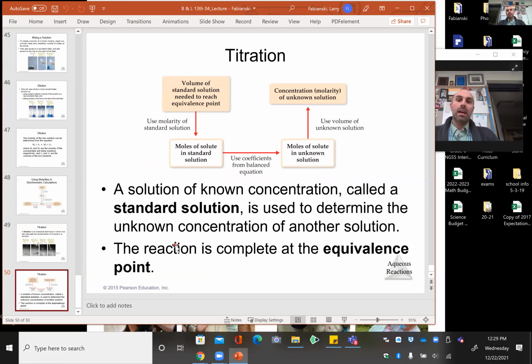And our last slide. So if we look at the flow chart, the volume of a standard solution that's in the burette, the tall part, we can then use that to calculate the concentration of an unknown solution by going through our reaction. If it's an acid and a base, we can figure out the concentrations through molar relationships. A solution of known concentration is called the standard solution. It's used to determine the unknown concentration of another solution. The reaction will reach and change color at the equivalence point where equilibrium is reached.